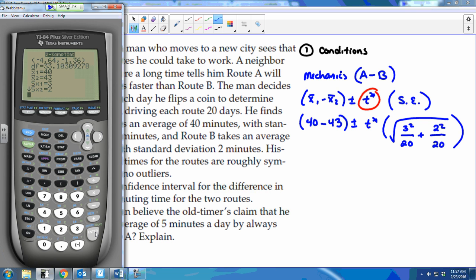We're not pooling because we don't do that right now, and we hit enter. It gives you the interval, and it gives you the degrees of freedom. You need to report the degrees of freedom because you didn't have it before. So our interval is negative 4.64 to negative 1.36. The degrees of freedom is approximately 33. Now the rest of the stuff on that screen is everything you entered into the calculator, so it's giving it back to you. So that's not new information. Okay, everyone handle that?